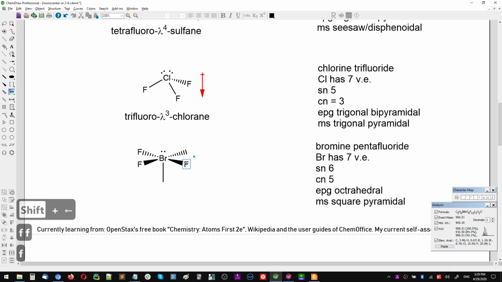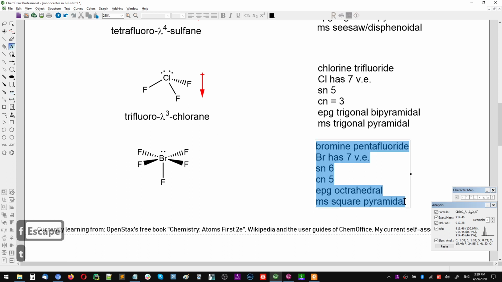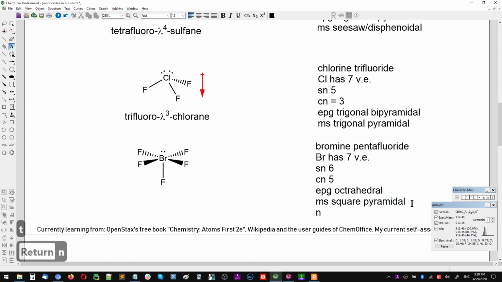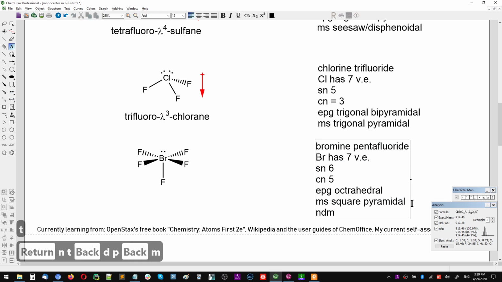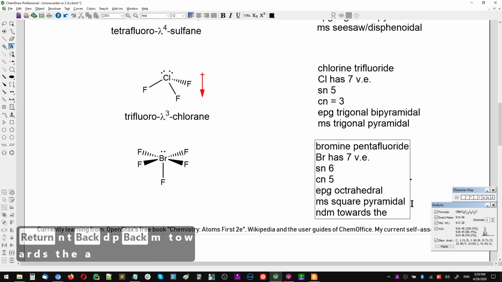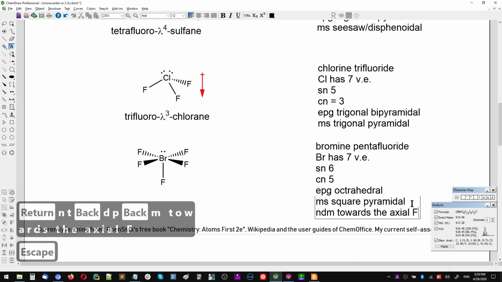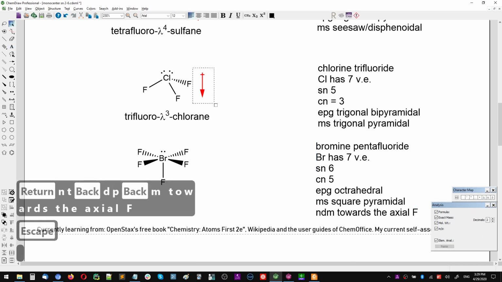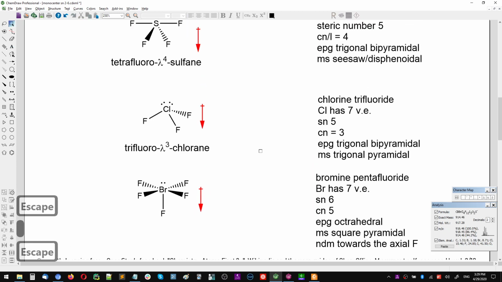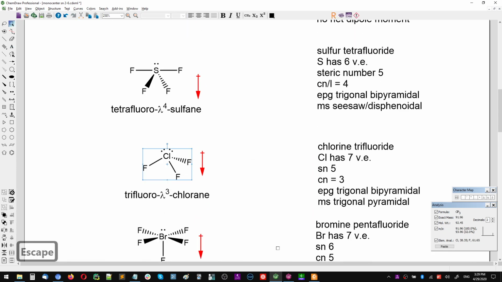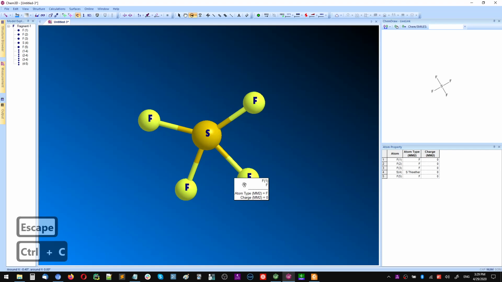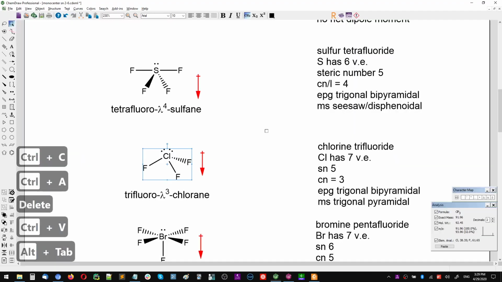So there is a net dipole moment towards the axial fluorine. Yeah, I think we can call it that. Net dipole moment towards the axial fluorine. And again, we'll just copy this. Let's test the, actually this is not a proper test. A better test would be to just check Wikipedia and see if it looks correct.